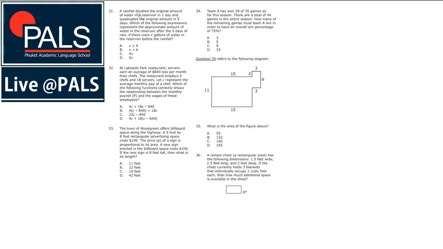A rainfall doubled the original amount of water in a reservoir in 1 day and quadrupled the original amount in 5 days. Which of the following expressions represents the approximate amount of water in the reservoir after the 5 days of rain if there were x gallons of water in the reservoir? Doubled the original amount.